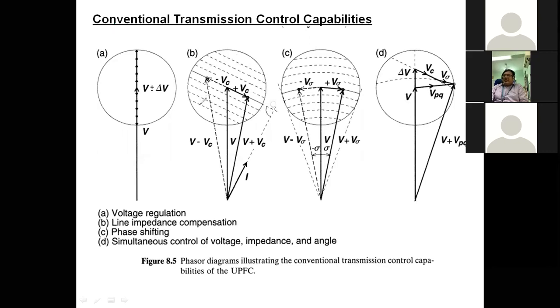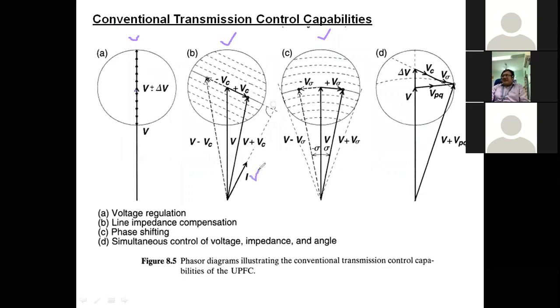This diagram is very important, and we'll explain the function of these different control capabilities with these diagrams. I'm repeating: voltage regulation, second is line impedance control, and third is phase shifting. Very simple to draw. Here we are representing different values of delta V, which is injected in phase or out of phase. Along this line, what is this line? It is perpendicular to the current.